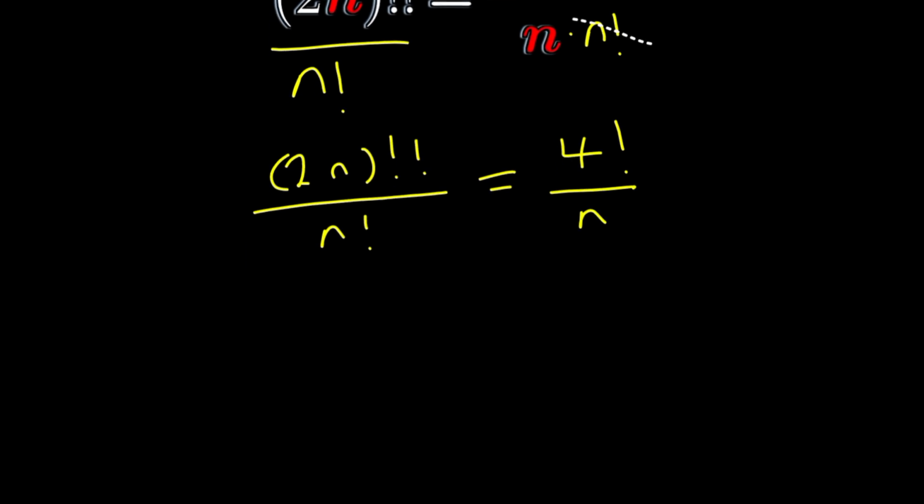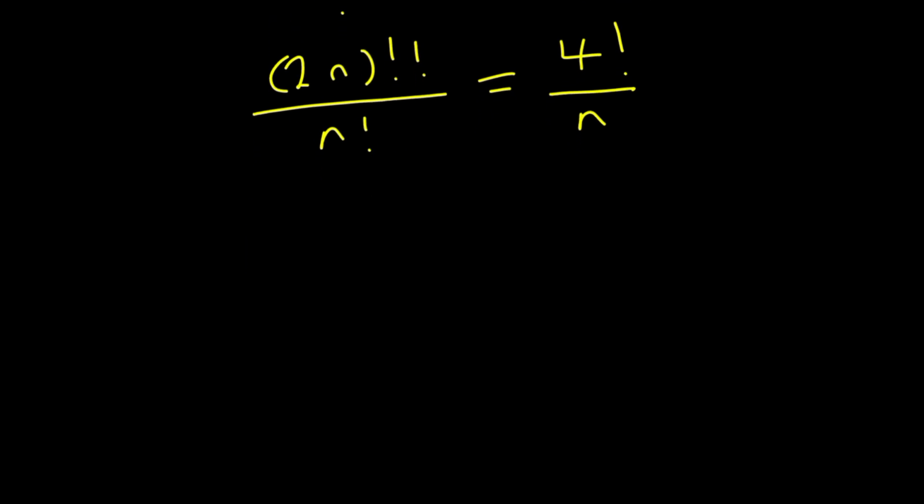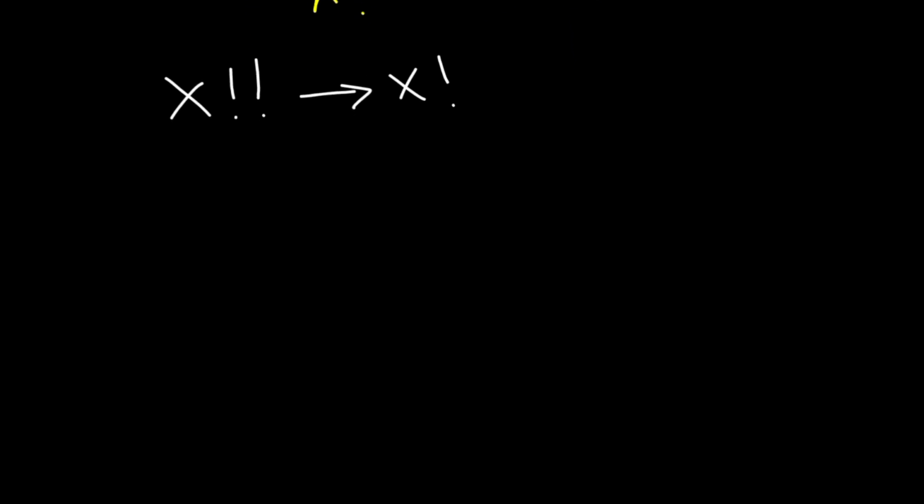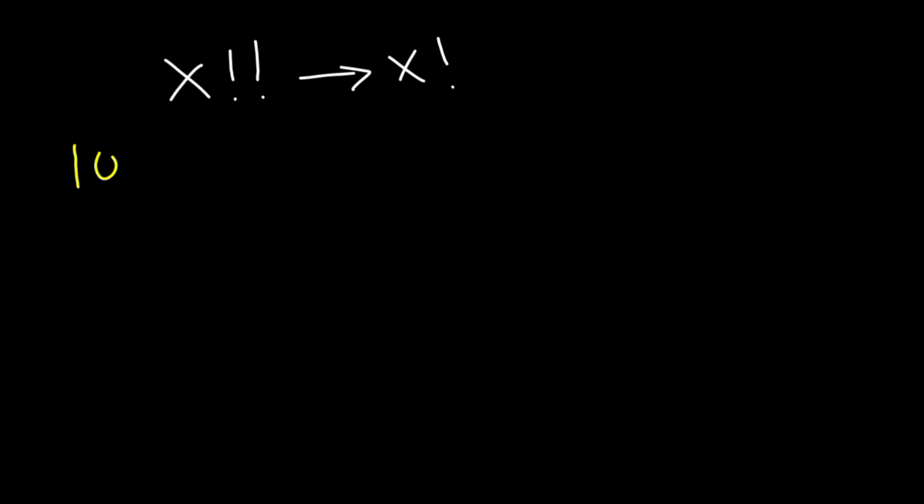And now guys, before we can proceed, we need to understand a very important concept. And what is that? We need to know the relationship between, let's say, x double factorial and x factorial. How are these related? So guys, I'm going to be explaining it with the nature of the double factorial. So let me explain with a number. Let's say we have 10 double factorial, right? We know that 10 double factorial is the same thing as 10 times 8 times 6 times 4 times 2.